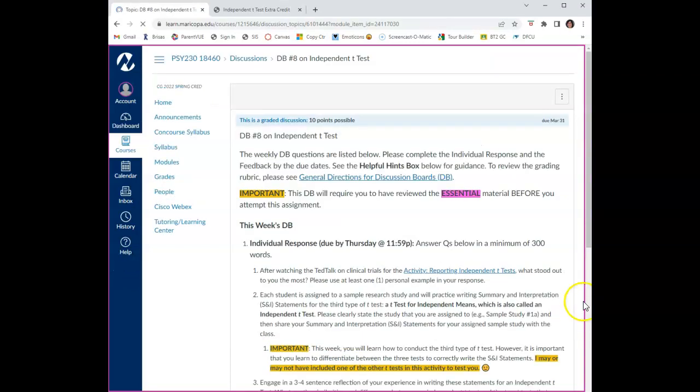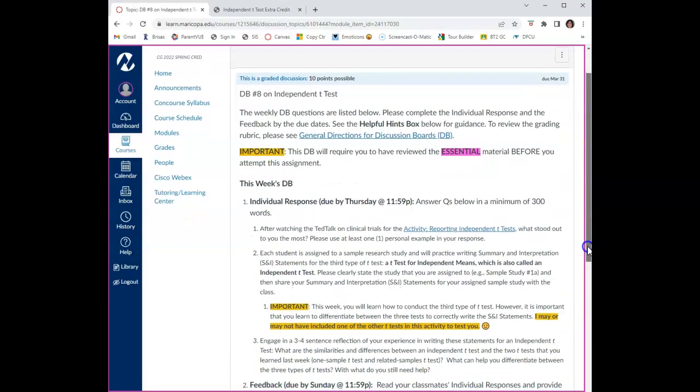Well, let's go to our assignments this week. The first assignment is the Nearpod lesson, which we have already reviewed. The second assignment is discussion board number 8 on the independent t-test. This discussion board ties back to the activity on writing summary and interpretation statements.